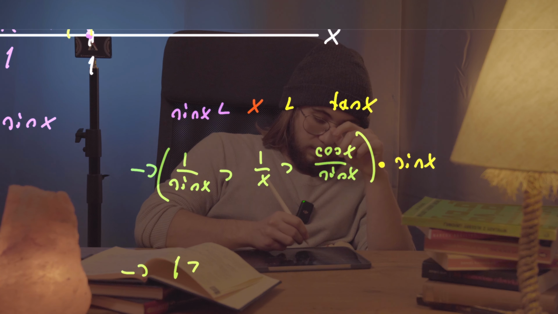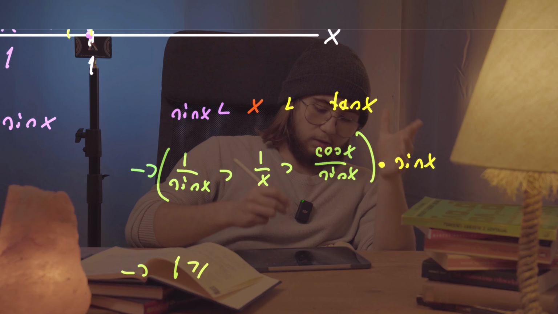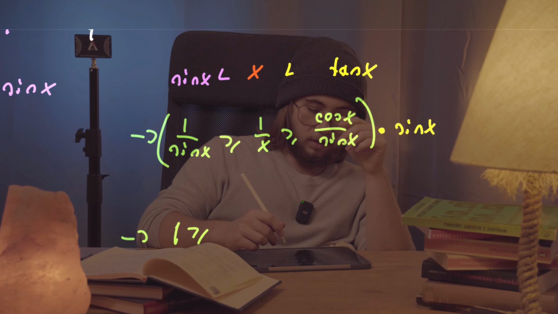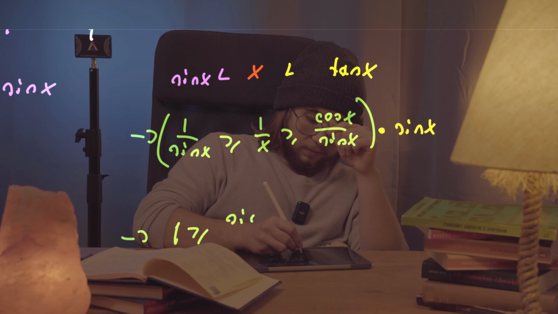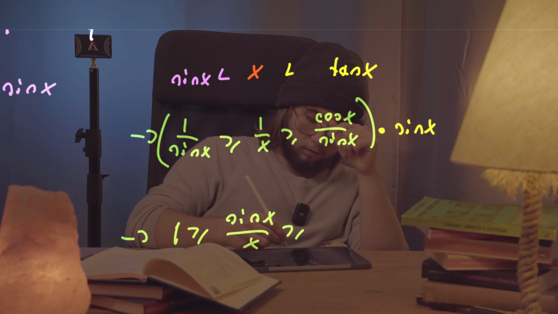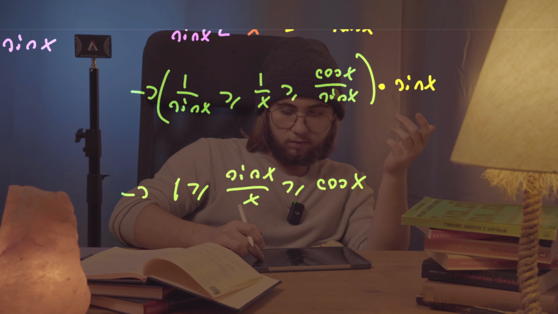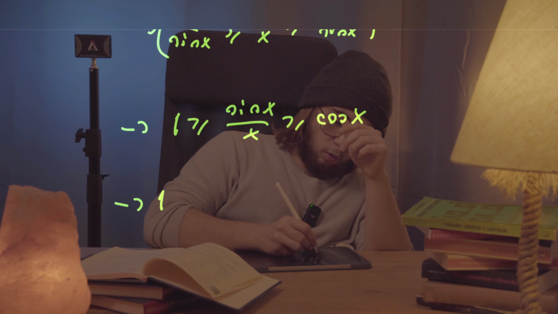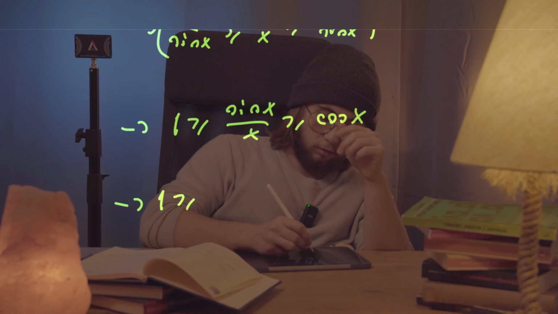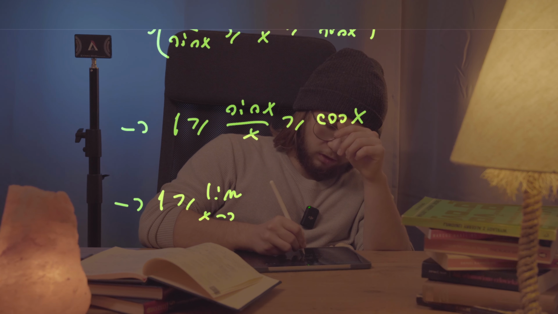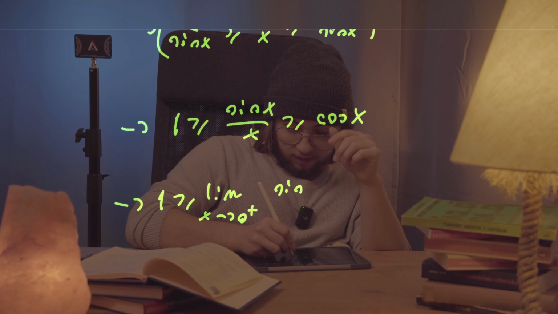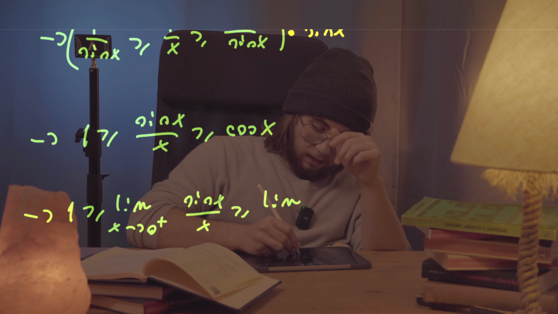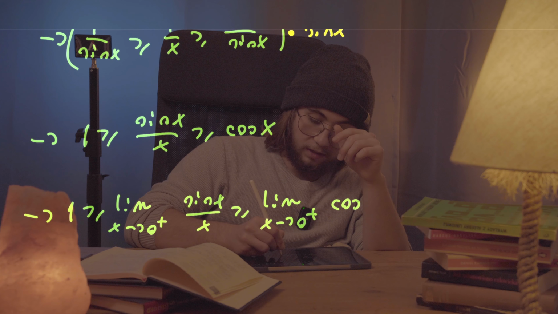That's going to give me that 1 is greater than or equal to, because I'm only going with those functions, so those strict inequalities don't really have to occur. There's going to be 1 greater than or equal to sine of x all over x, which is greater than or equal to just the cosine of x. But now I can just take the limit of everybody right there, which will nicely give me 1 being greater than or equal to the limit as x approaches 0 from above of sine x all over x, which is greater than or equal to the limit as x approaches 0 from above of the cosine of x.